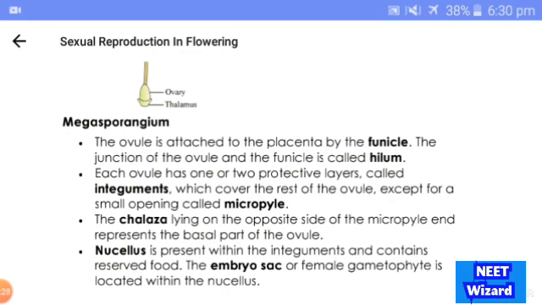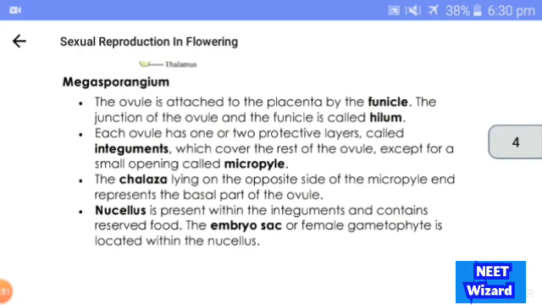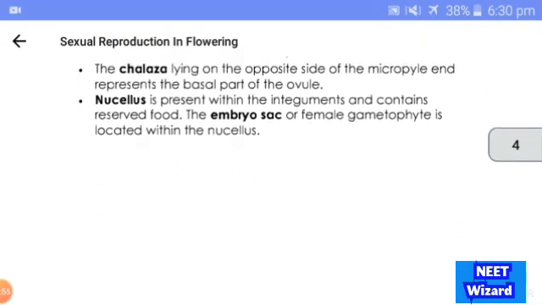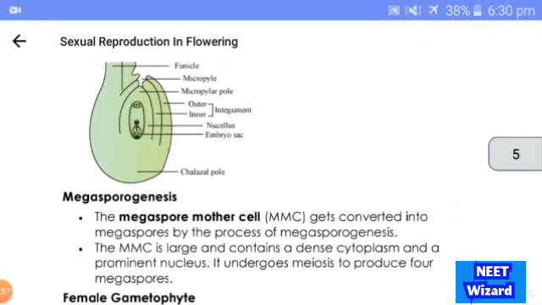Each ovule has one or two protective layers called integuments, which cover the rest of the ovule except for a small opening called the micropyle. The chalaza lies on the opposite side of the micropyle and represents the basal part of the ovule. The nucellus is present within the integuments and contains reserve food. The embryo sac, or female gametophyte, is located within the nucellus.